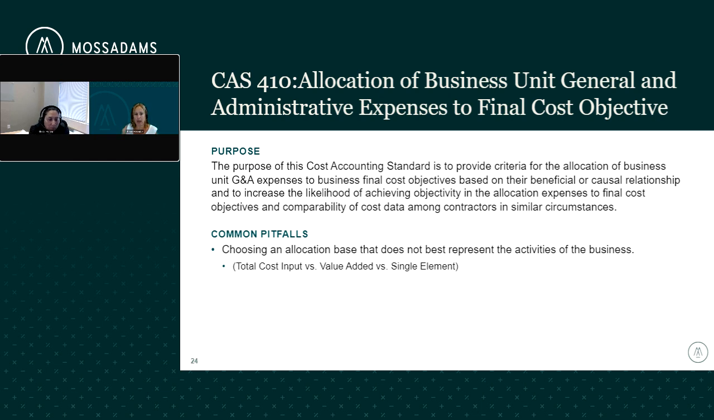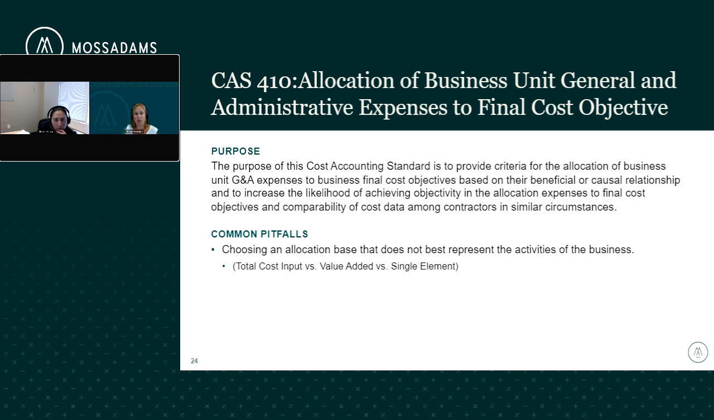And those typically will get segregated into one indirect cost pool, and then it will go directly to final cost objectives based on an allocation base. So the purpose of this standard is to come up with a base that's representative of your business. And the three acceptable bases that are listed in the standard are total cost input, which is basically all costs of the business, excluding G&A.